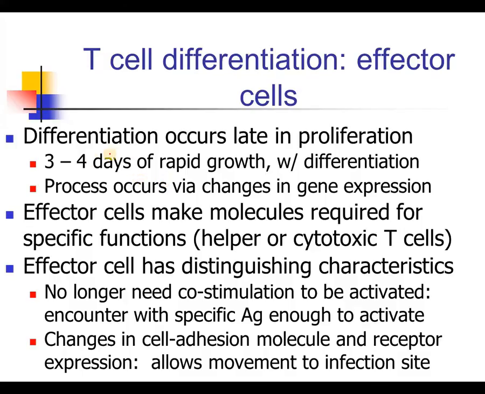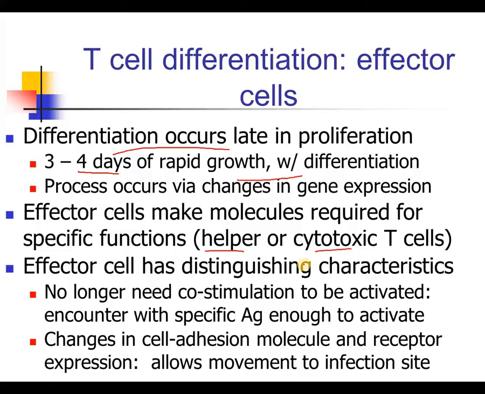Differentiation into effector cells occurs later in the proliferation phase, about 3 to 4 days of rapid growth and differentiation occurring, and it should not be a surprise that there will be changes in gene expression and therefore protein expression as a result of this change into an effector cell. You're changing the phenotype of the cell. The effector cells are going to make the molecules that are required for specific functions, whether that's a helper function and the cytokines they'll be producing, or whether it's cytotoxic T cells and the effects that they'll be producing with regard to their granule contents and how they kill target cells.